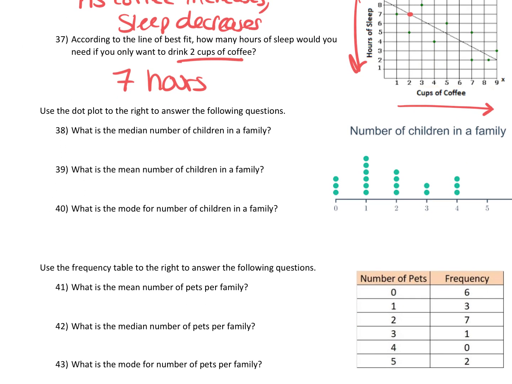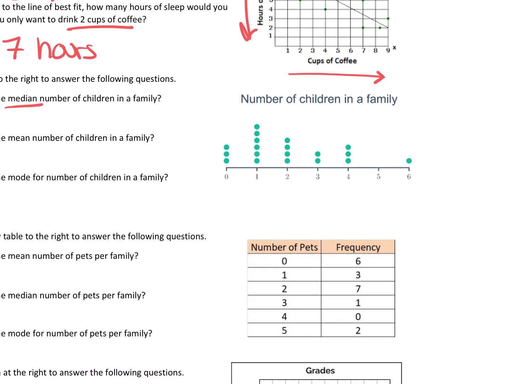All right, dot plot. Median, again, is the middle. So we're going to find the middle. So 1, 1, 2, 2. Let me make this a little bit smaller. 1, 1, 2, 2, 3, 3, 4, 4, 5, 5, 6, 6, 7, 7, 8, 8. So it looks like my median is 2.